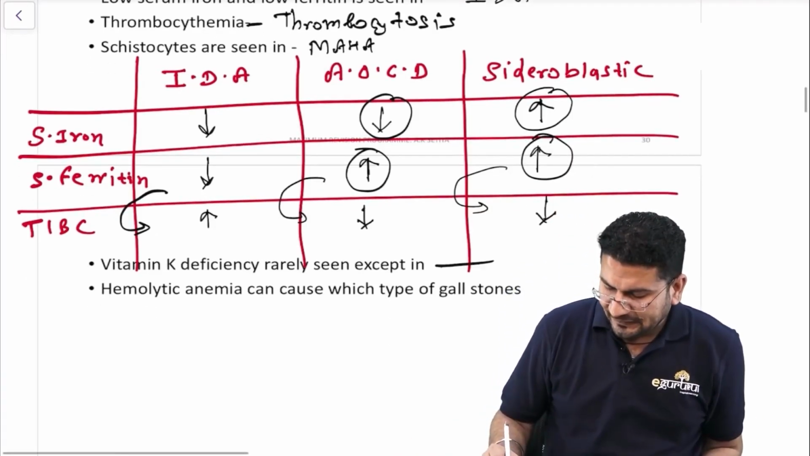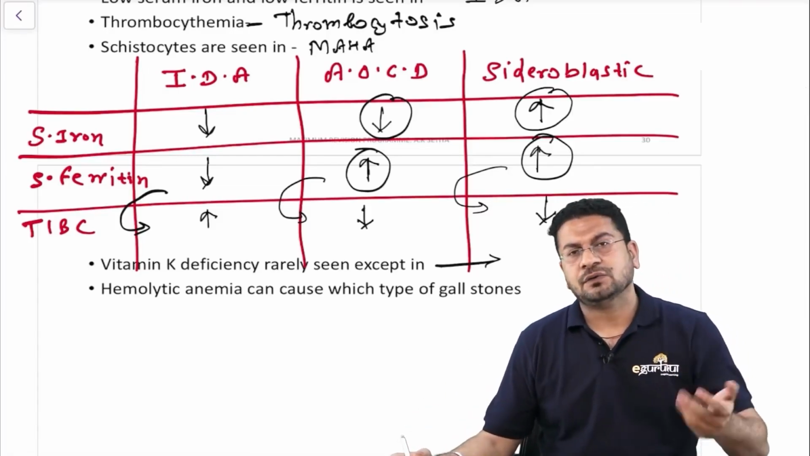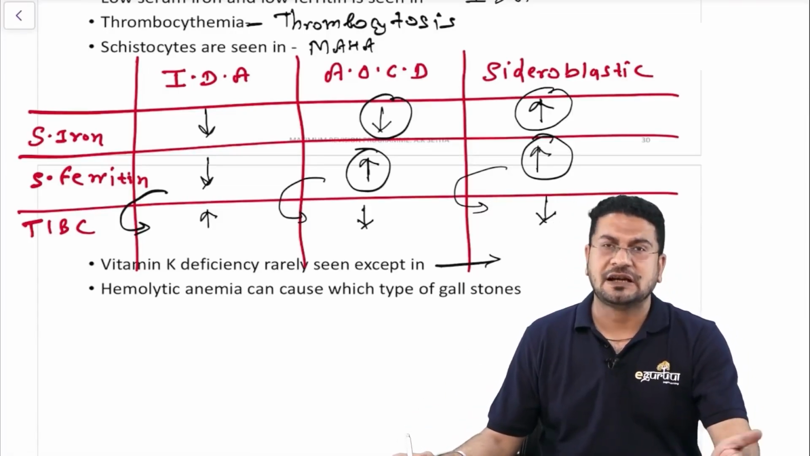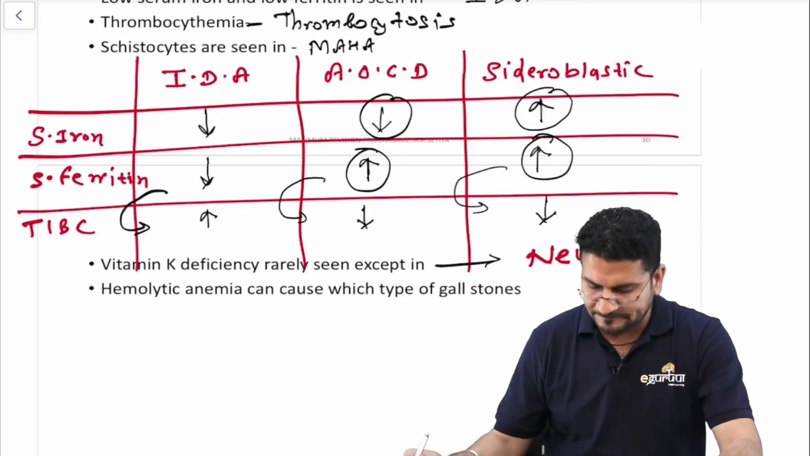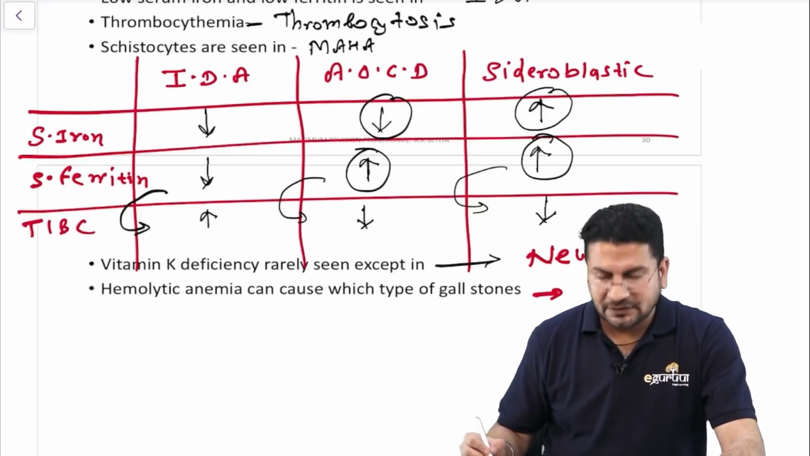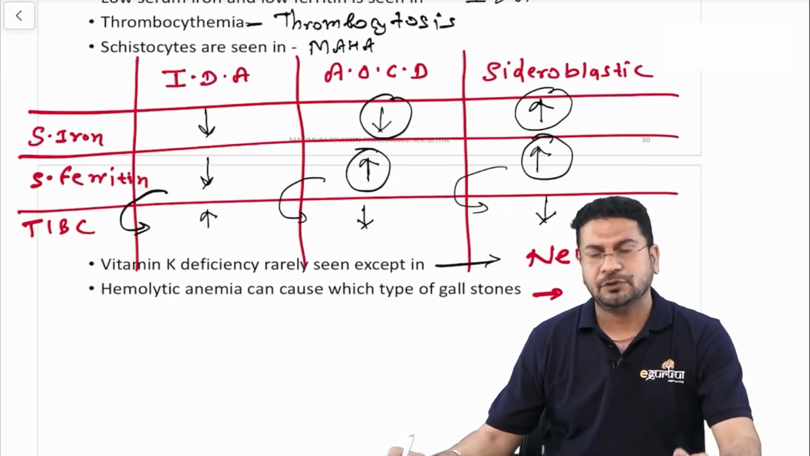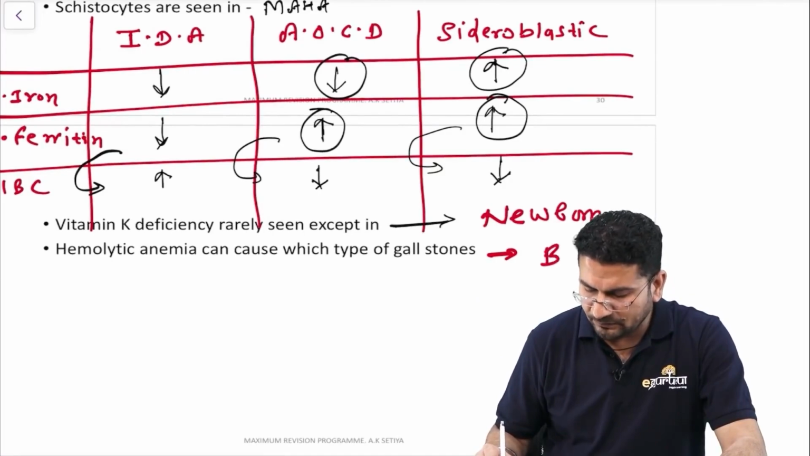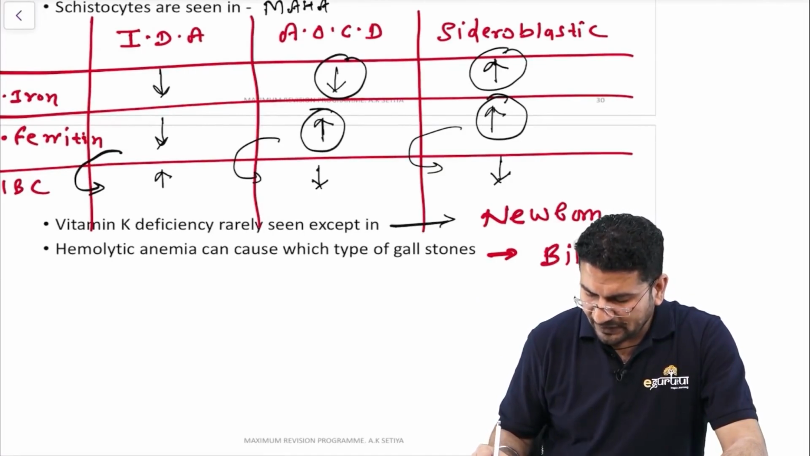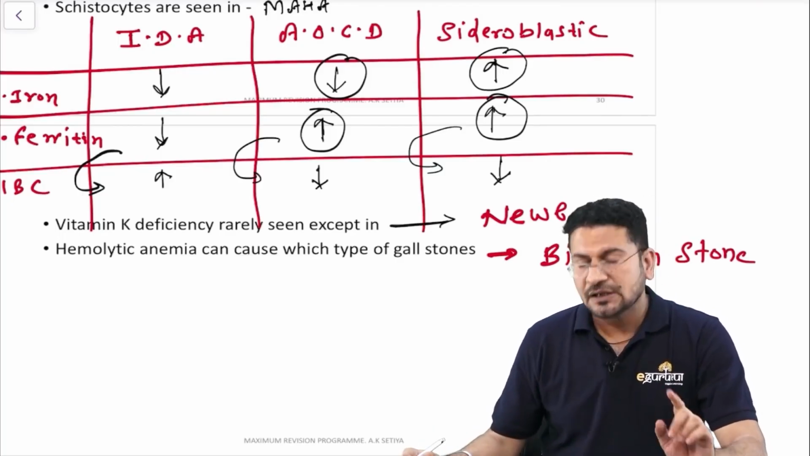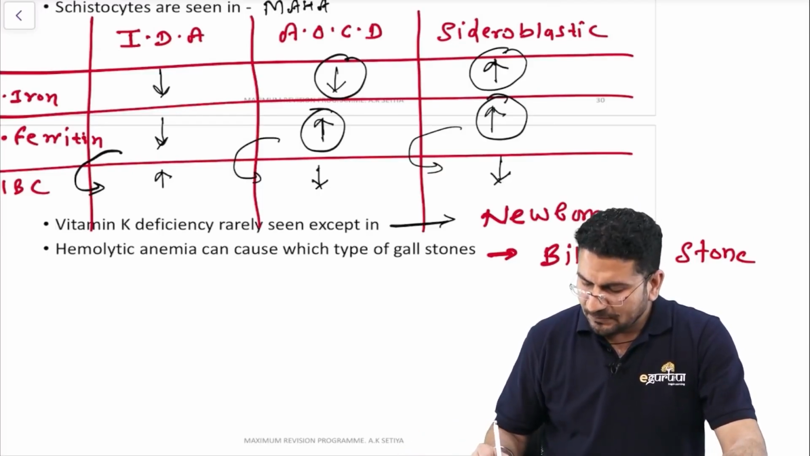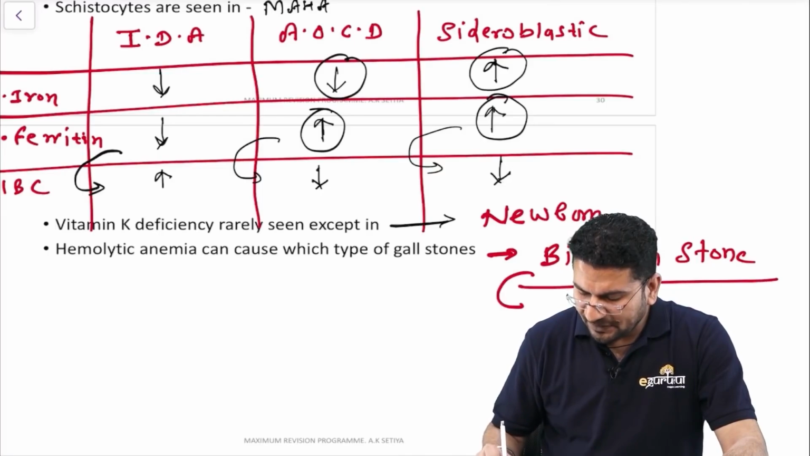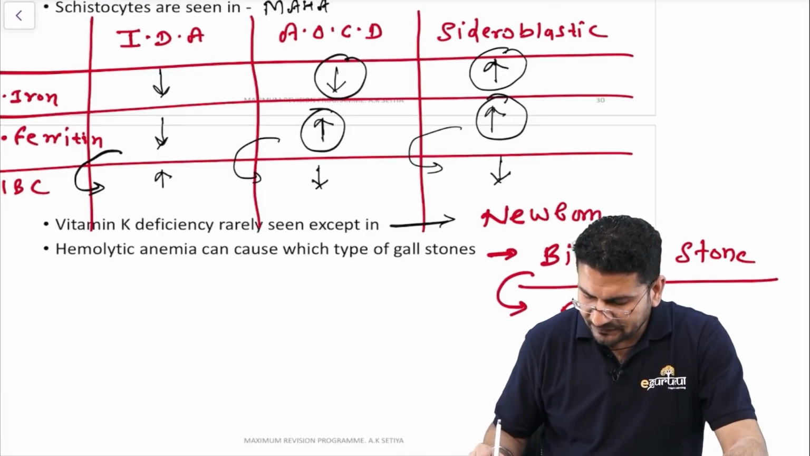Vitamin K is synthesized by your gut flora. Newborns don't have gut flora, they have sterile flora. So vitamin K deficiency is extremely common in newborns, otherwise it's very rare. Hemolytic anemia means hemolysis, hemoglobin converting into bilirubin. So it will convert into which stone? Which bilirubin stone. Remember, we have two types of stone. I am talking about gallstone, not kidney stone. If I say gallstone, the most common one is cholesterol gallstone, but the stone due to this pigment called bilirubin, we call them pigmented stone.